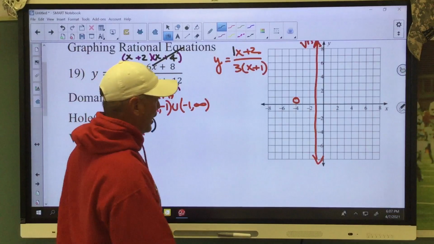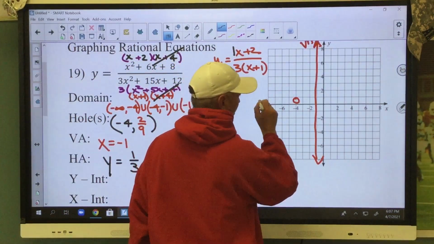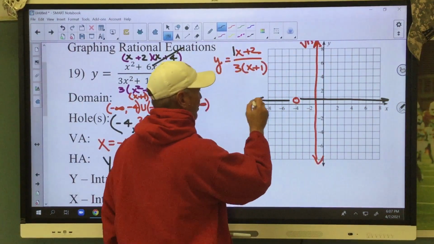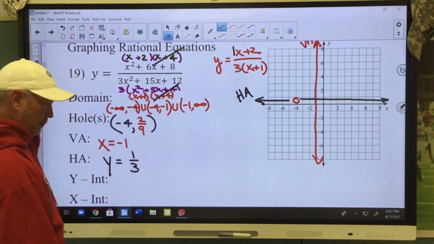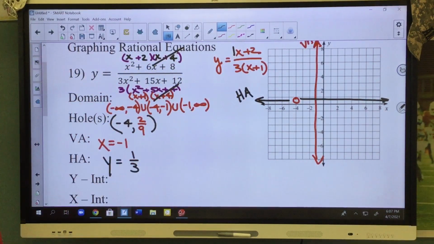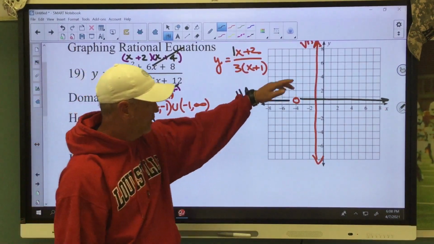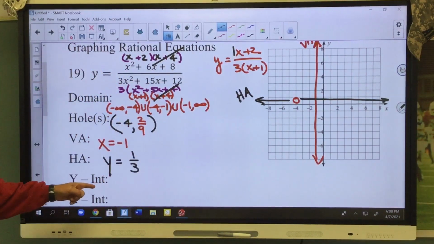So we're going to draw a line over here at 1/3. It's a little higher. It's harder to draw fractions, but there's my horizontal asymptote at 1/3. This is going to be tough to see because the hole is a little bit lower than your horizontal asymptote.